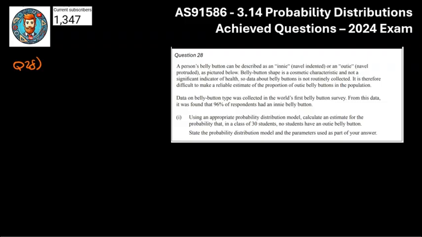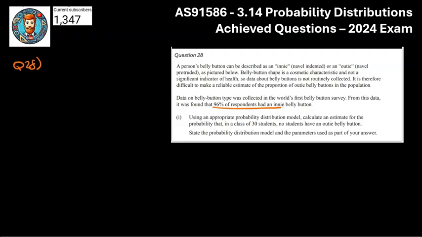And the context of this one was a bit weird. So a person's belly button, for some reason they did a series of questions based on this, is described as an innie or an outie, blah blah blah. We've got a whole bunch more description here. The numbers and the good stuff come in here. Data on belly button types were collected in a belly button world first survey. From this data, 96% of people had an innie.